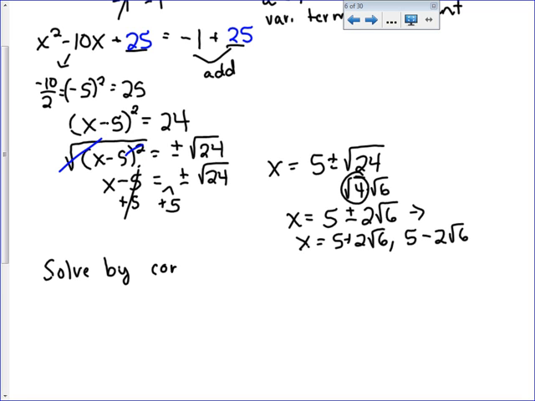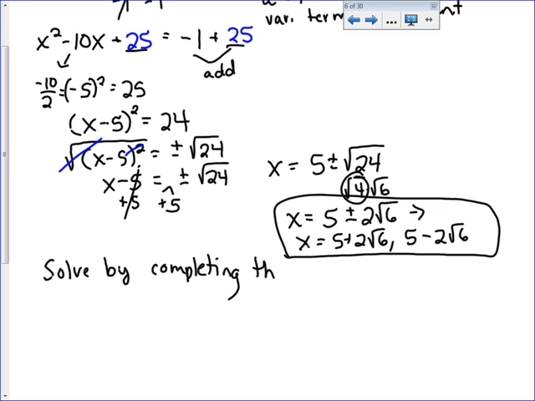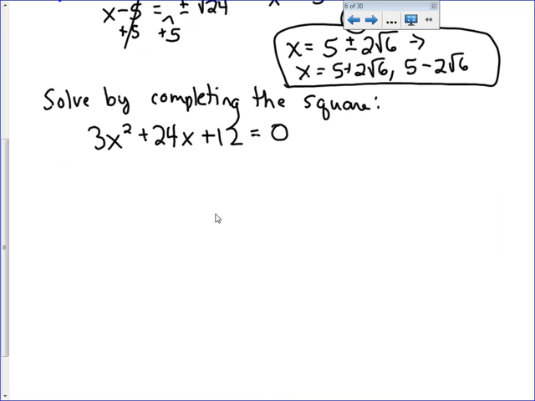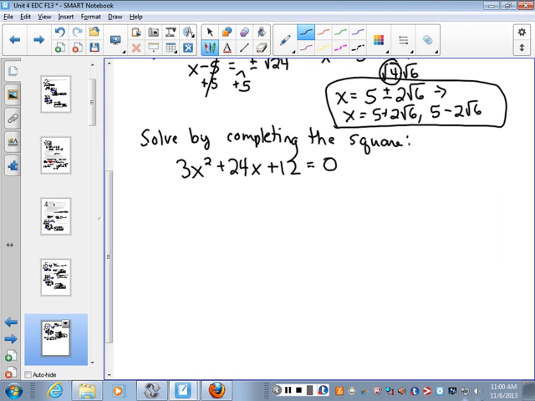Solve by completing the square. Should box that. So we have 3x squared plus 24x plus 12 equals 0. Solve by completing the square. And you're allowed to work with people around you. You ask me questions. Solve by completing the square.